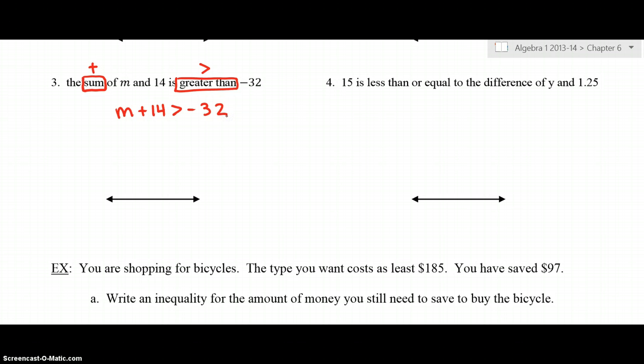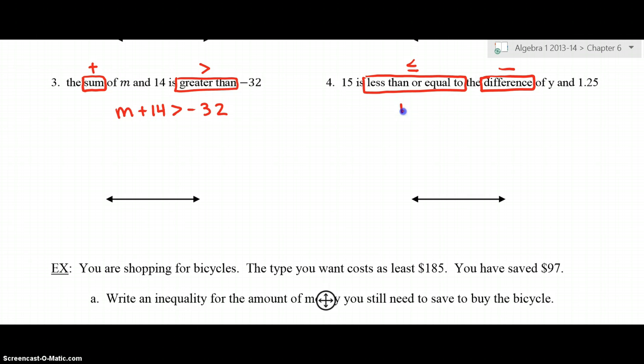Number 4. Let's just set all these up first. Number 4, it says 15 is less than or equal to the difference of y and 1.25. So, less than or equal to, and difference. What does difference mean? What symbol goes with difference? Subtraction. Now make sure your order is correct here.